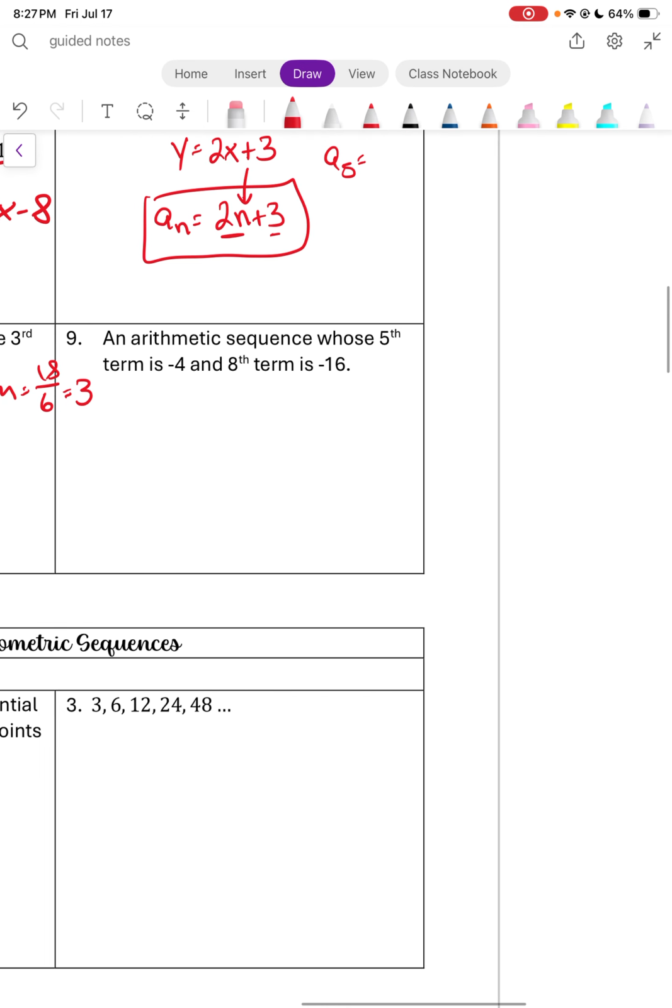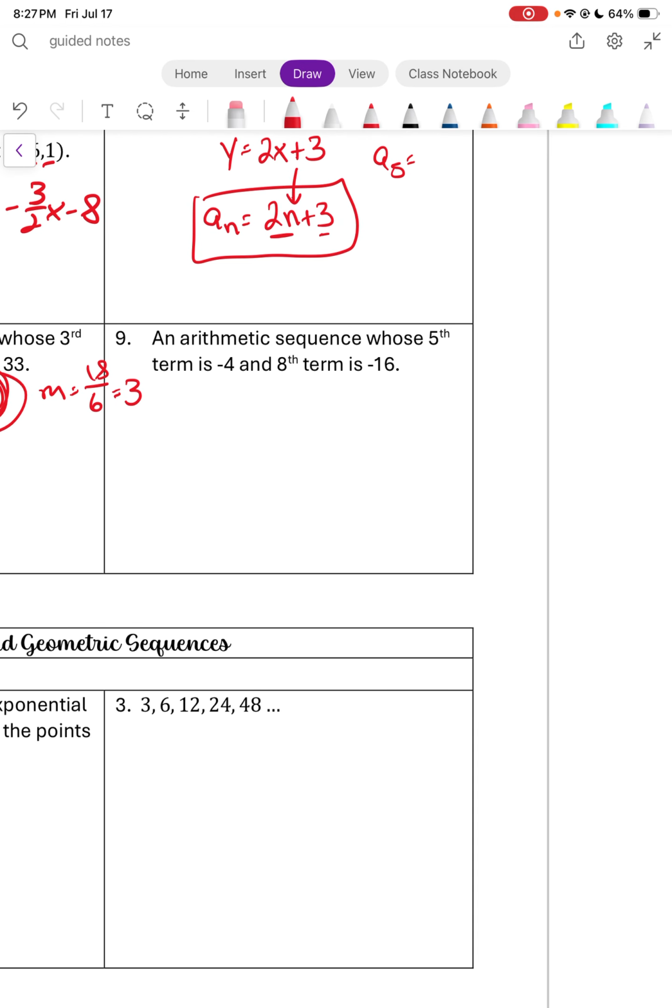All right, last one. An arithmetic sequence whose fifth term is negative 4. Again, the first number is going to be the term. The second number is what it's equal to. The eighth term is negative 16. In order to find the slope or the common difference, you're going to do y minus y. That's going to be m equals negative 16 minus negative 4, which would be negative 16 plus 4, over x minus x, which is 3. So your common difference is negative 4.